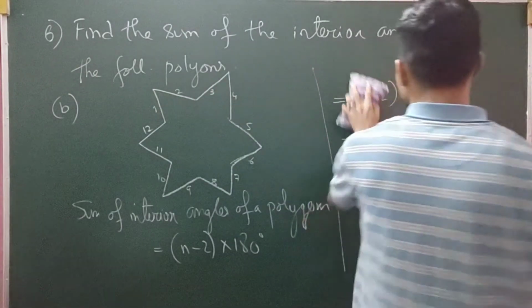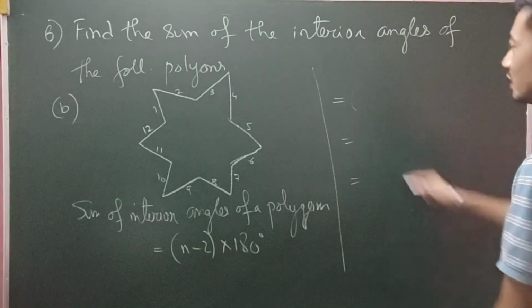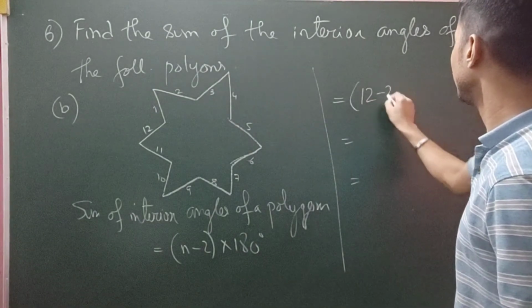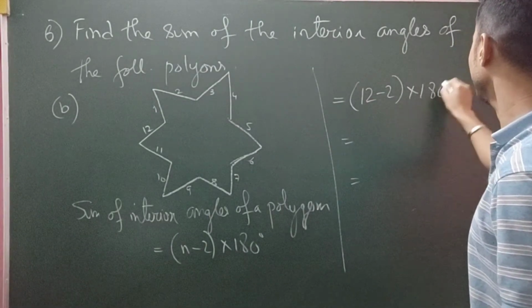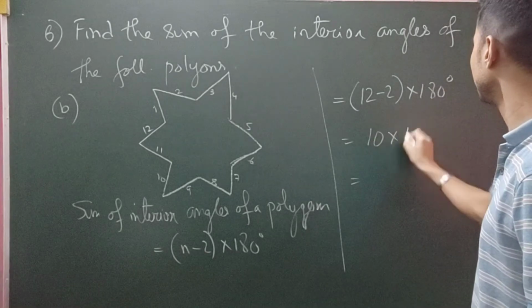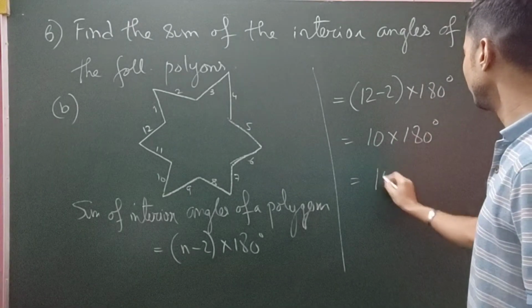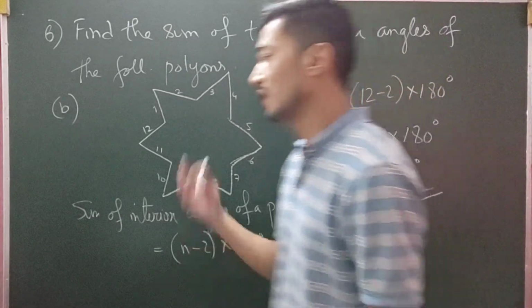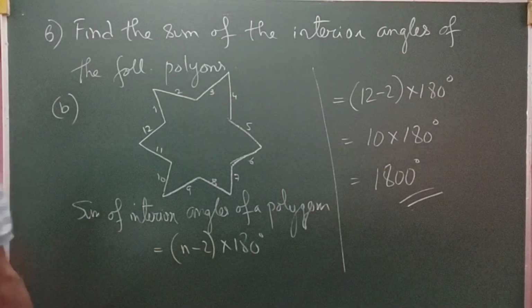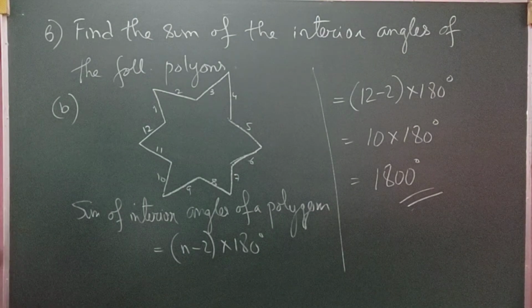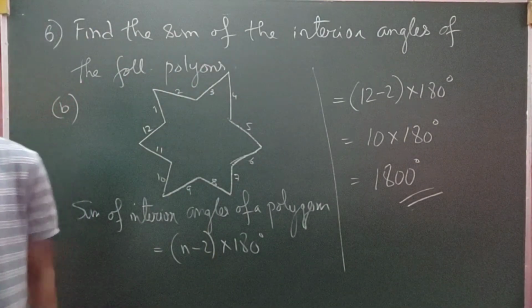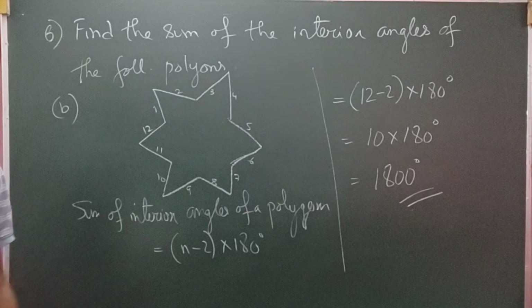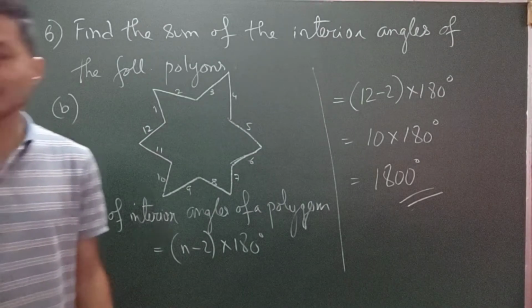So what is the number of sides here? We have 12 sides. So 12 minus 2 into 180 degrees. So that's going to be 10 into 180 degrees. If you remember the formula, it is very easy, because you just have to count the number of sides and use the formula, then finished, job done. 1800 degrees.